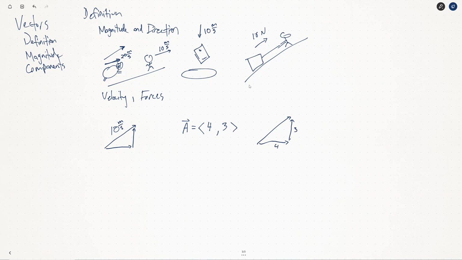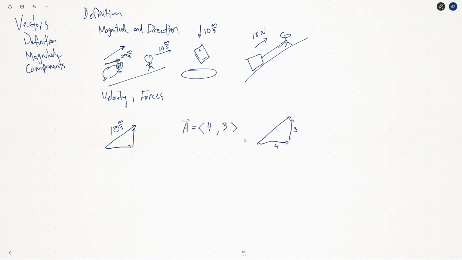In our first examples, when we were saying the man is running at 10 meters per second or the man is pulling at 10 newtons, those are magnitudes, right? Because a vector is composed of a magnitude and a direction. When we write out a vector like this, it doesn't exactly tell us our magnitude, it's just telling us the components. Well, with these components, we can actually find the magnitude.